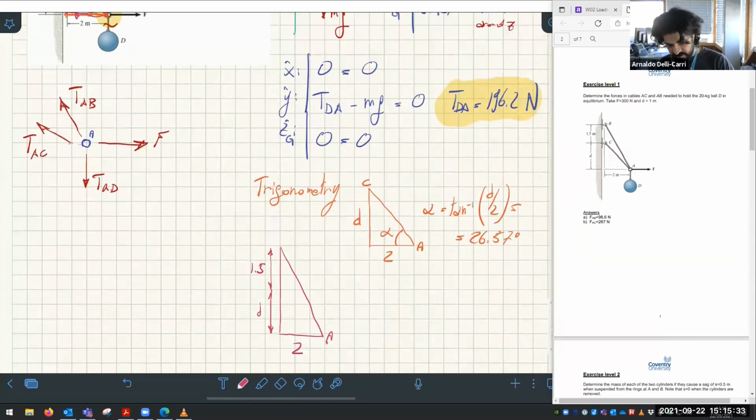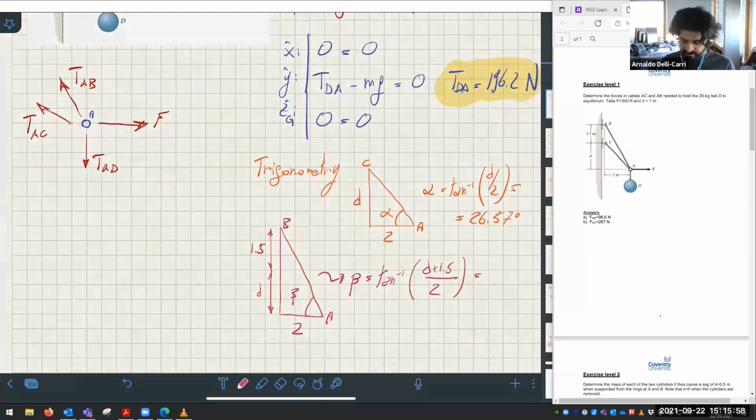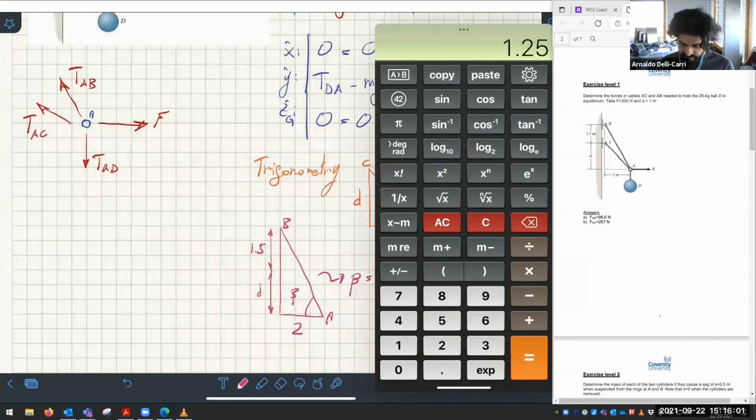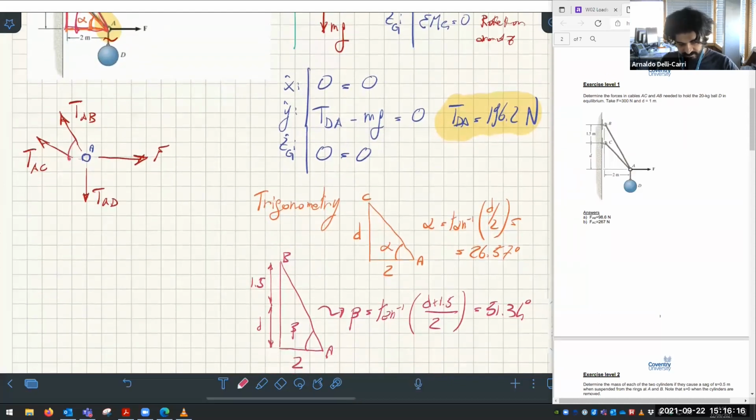So remember, this is point A, this is point B. So that means that this angle here that I called beta is arctangent of opposite divided by adjacent. Opposite is D plus 1.5 and adjacent is 2. So this gives 2.5 divided by 2, which is 1.25. Arctangent of that is 51.34 degrees. So we know beta and we know alpha. And we know that for TAB, this angle is beta, and for TAC, this angle is alpha. All right. Now, very easy.